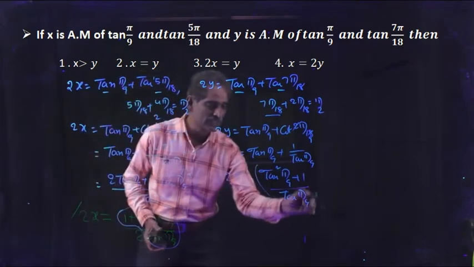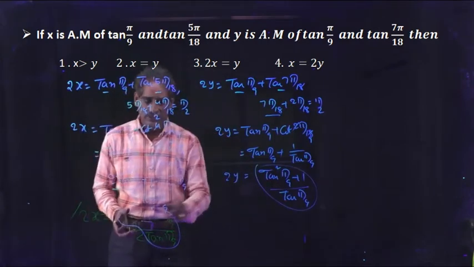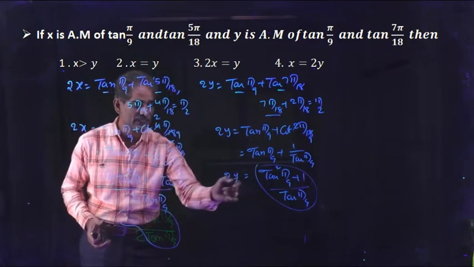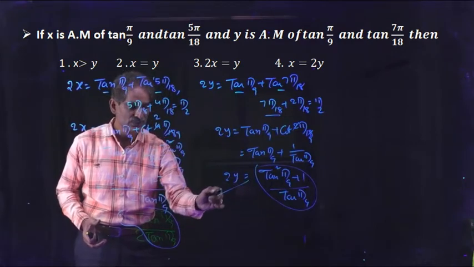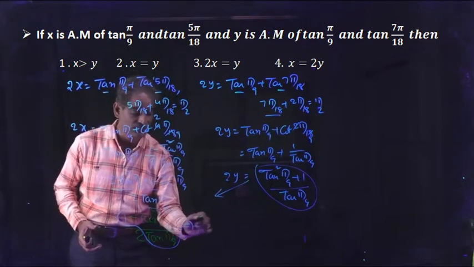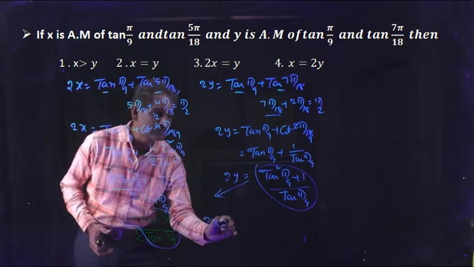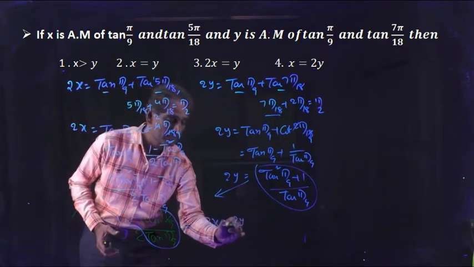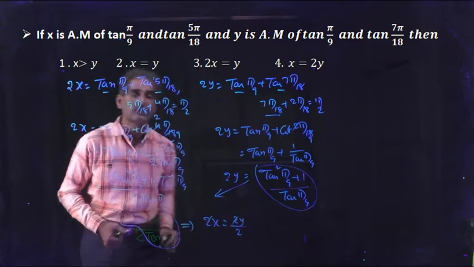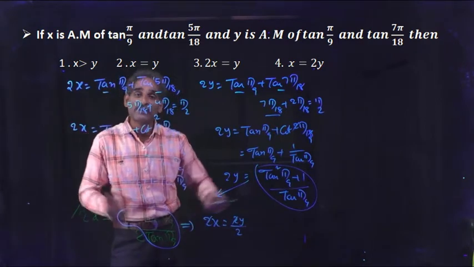These two parts are equal. So in place of this part we can write 2y. From this y value here we can write 2x is equal to 2y by 2. x equal to y by 2, otherwise y is equal to x.